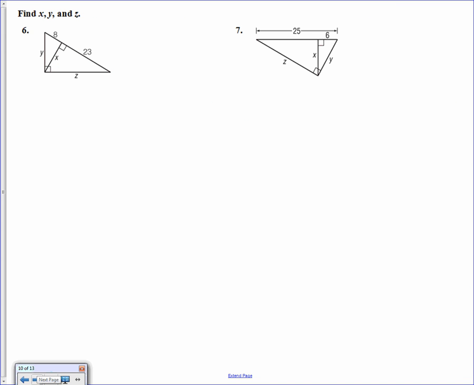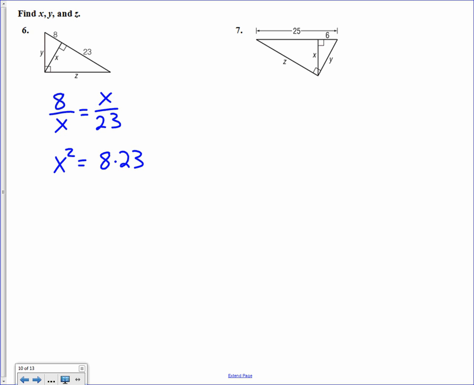All right, using these 2 theorems, we have the geometric mean leg and the geometric mean altitude theorem. Using the altitude theorem, we can solve for x. That would give us 8 over x equals x over 23. And so we have x squared, x times x, this is just solving a proportion, equals 8 times 23.